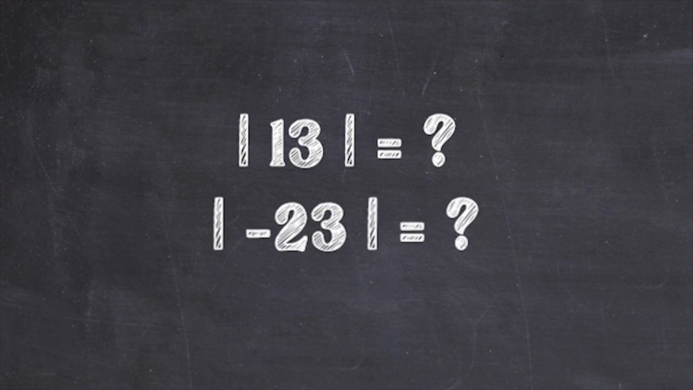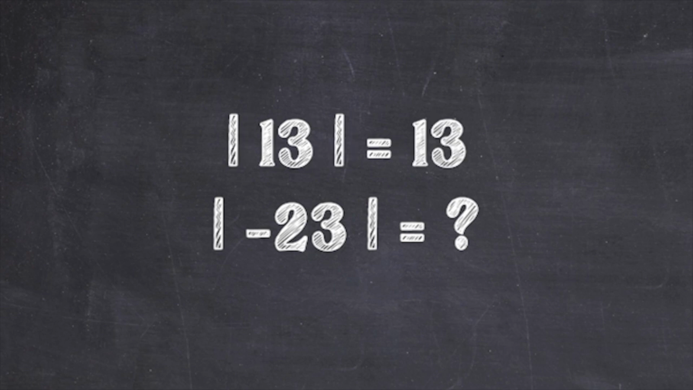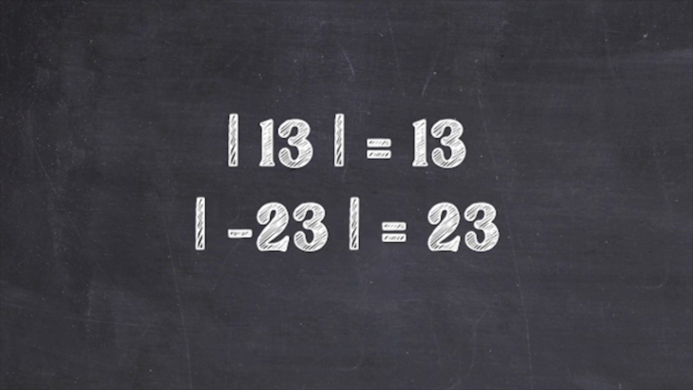If you got that the absolute value of 13 is 13, and that the absolute value of -23 is 23, then you're right. Next, we'll be moving on to performing some operations with integers.